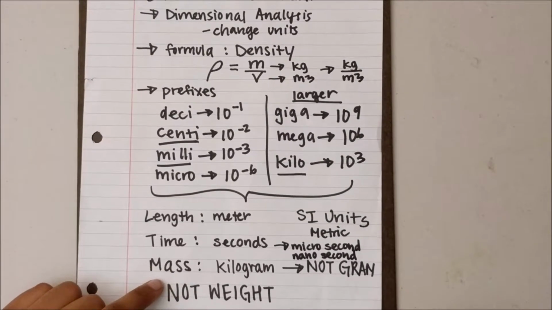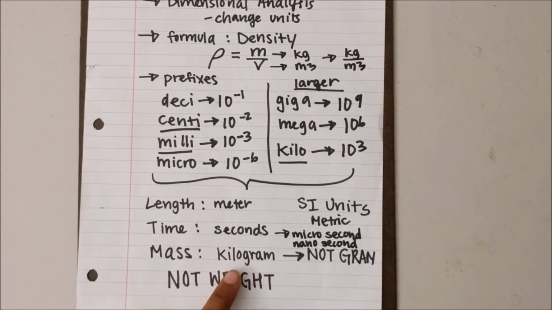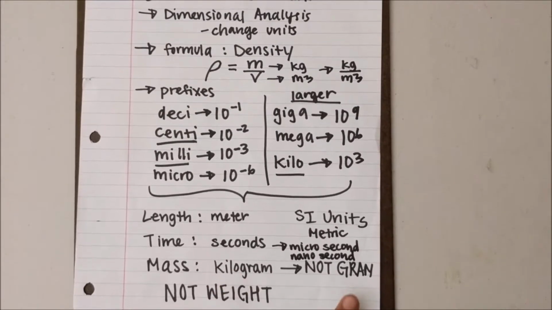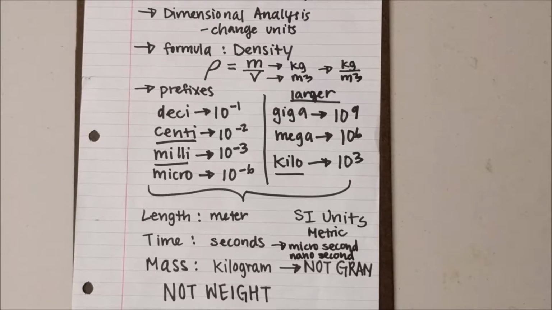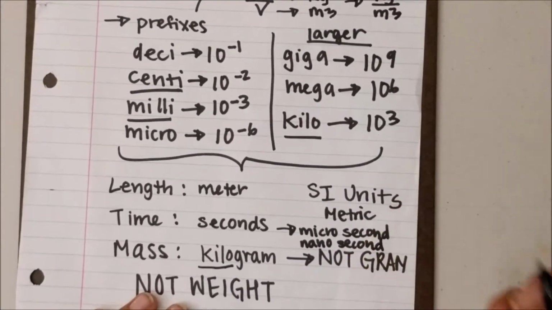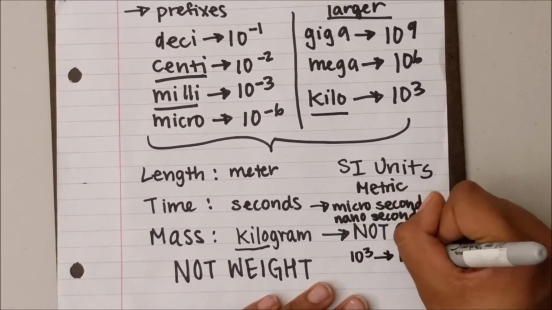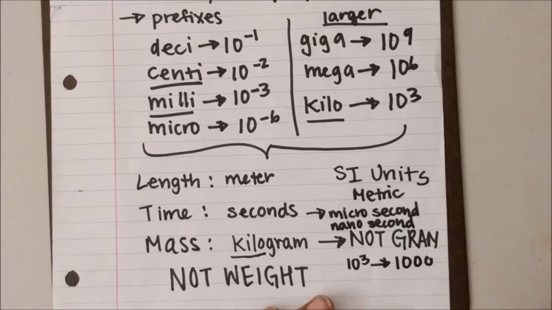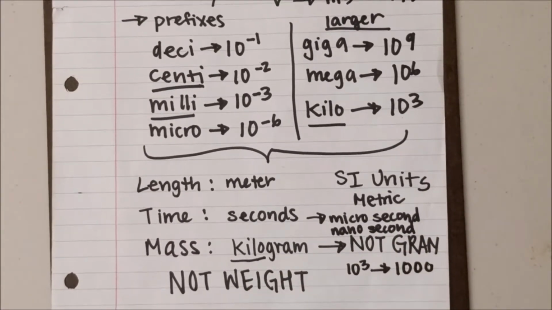The last term is mass, and the base unit for this is the kilogram, not the gram. The kilogram, taking the root word over here, kilo, says that it's 10 to the power of 3. 10 to the power of 3 is also 1,000. So that means there are 1,000 grams in 1 kilogram.